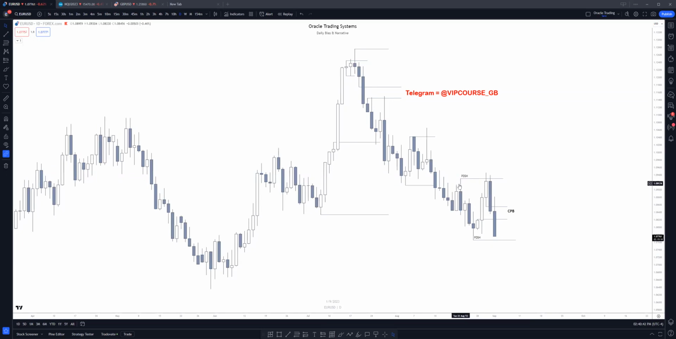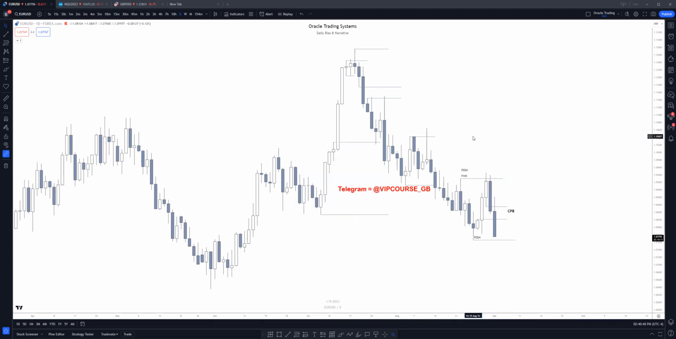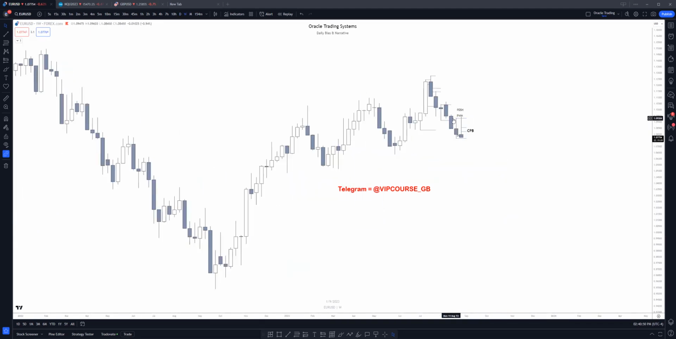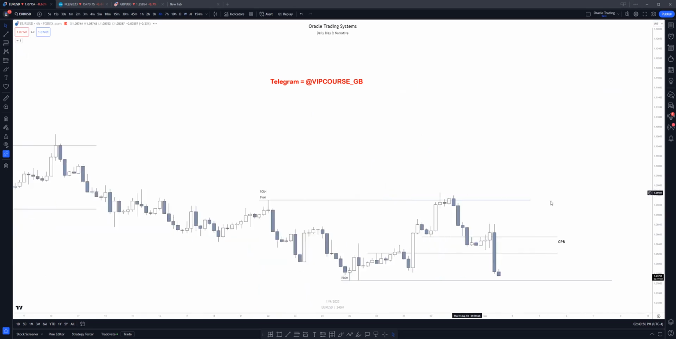We can also see here that this is the previous weekly high, right? If I go to the weekly, the previous weekly high is swept, taken as liquidity, and we're looking to fade that move.